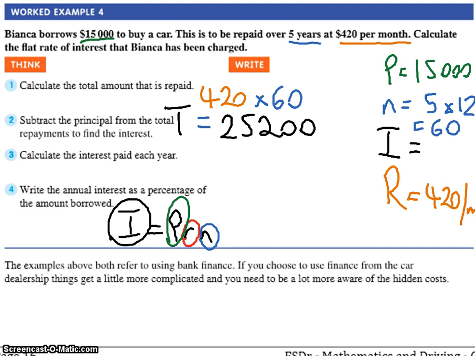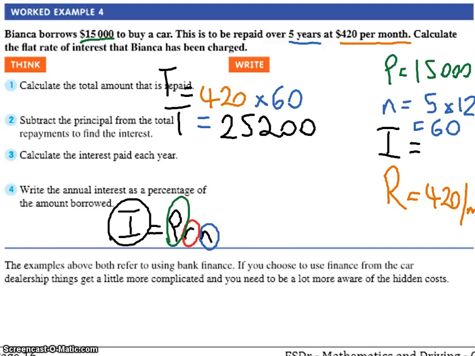That is the total amount she has paid back. Does that make sense? She's paid back 420 a month for 60 months. That's the total that she's paid back. Cool? We still need to find the interest. How did we find the interest in the last question? We actually had the interest and the principal and found the total. How do we find the interest when we've got the total?